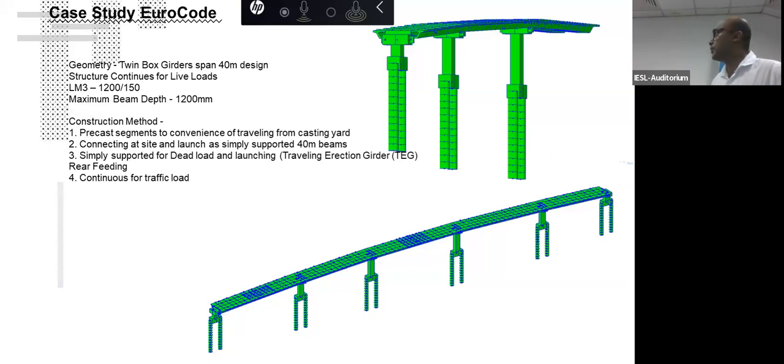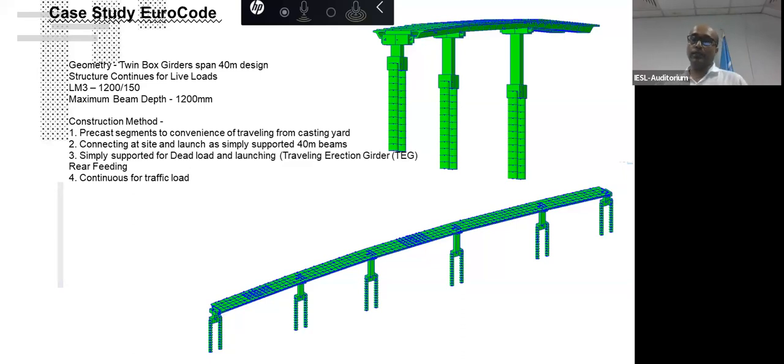Before the design, we have to finalize many things. One is the method they are going to use for the launching. They suggested the travelling erection girder and rear feeding. We have to design for that launching stage. The launching stage was the most critical stage of the structure. If the structure is okay for launching, then it is effectively tested for other loads.